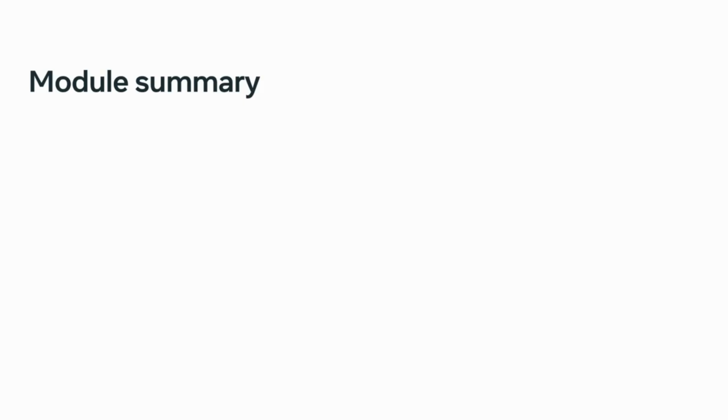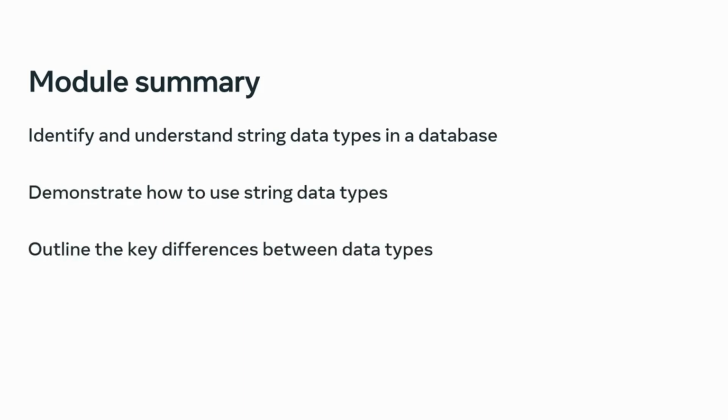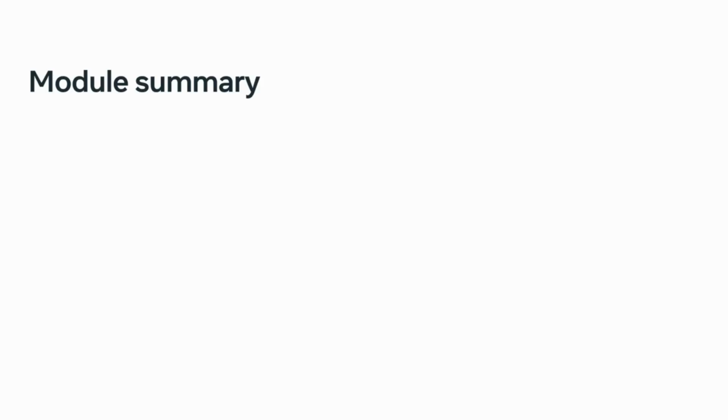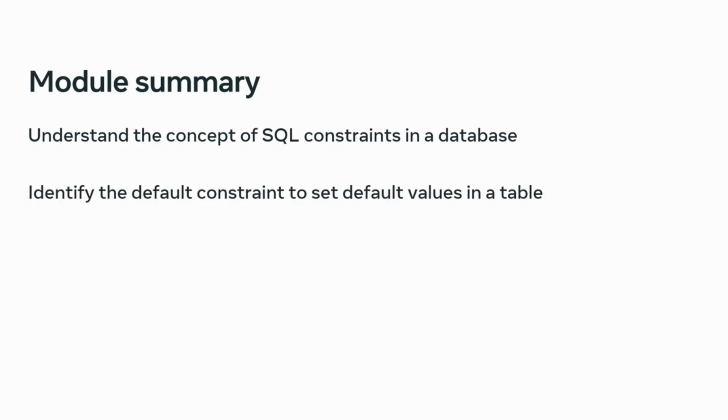Following your exploration of numerical data types, you then moved on to investigate string data types. During your investigation, you learned how to identify and understand string data types in a database, demonstrate how to use string data types, and outline the key differences between char and varchar data types. The final concept that you learned about in this lesson was default values. Now that you've completed the lesson on default values, you're able to demonstrate an understanding of the concept of constraints in a database with SQL syntax and identify the default constraint to set default values in a table.